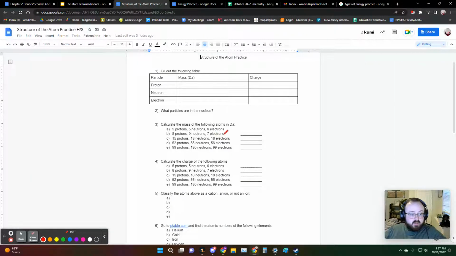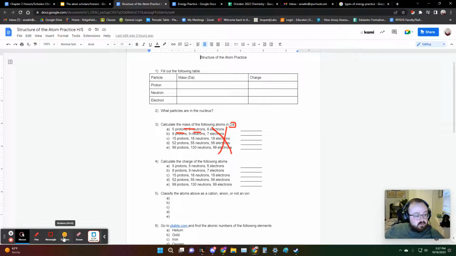So if we go do some of the practice problems, calculating the mass of the following atoms in Daltons. Well, right here, if we're talking about mass, we do not care about the electrons. Electrons have a mass of 0. Adding 0 just keeps the same number. We don't care about this. So instead, we're only going to talk about the protons plus the neutrons. And all we have to do here is just add them up.